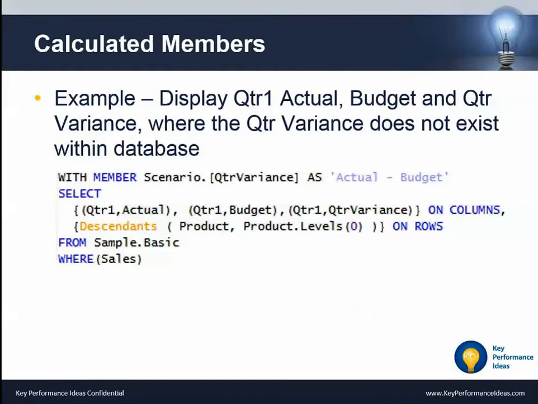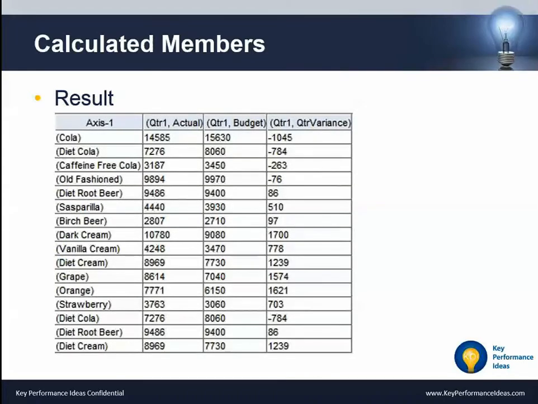And then when I go into my normal select statement, I can say select quarter one actual, quarter one budget, and then I'm referencing that quarter one and the quarter variance calculated member that I just created on my columns. And then I'm pulling my level 0 members of my product dimension on my rows, and I'm doing this just for sales. And so what I end up with is this output right here.